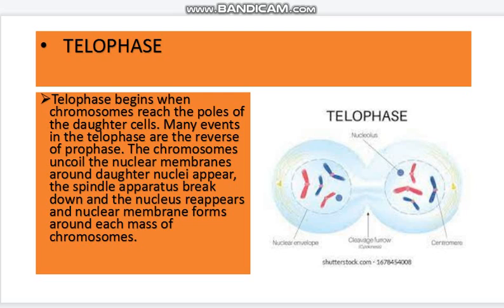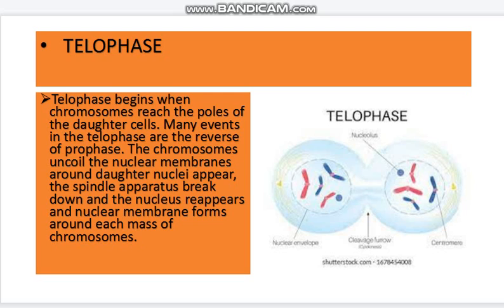Telophase begins when the chromosomes reach the poles of the daughter cells, the upper pole and the lower pole. The main events in telophase are the reverse of prophase. Telophase is like the opposite of prophase. Before, the cell was one, now there are two. They are trying to get back as before, but now there are two daughter cells.